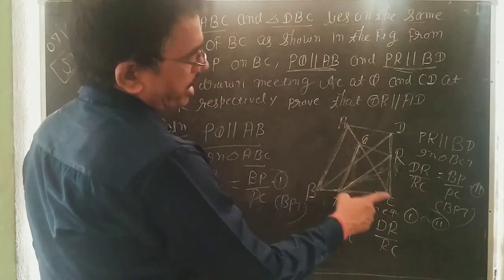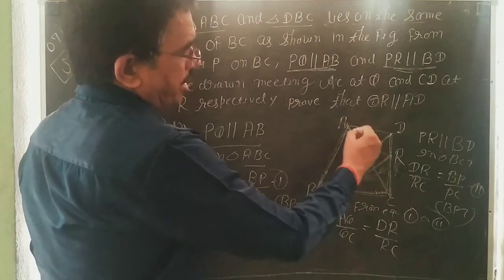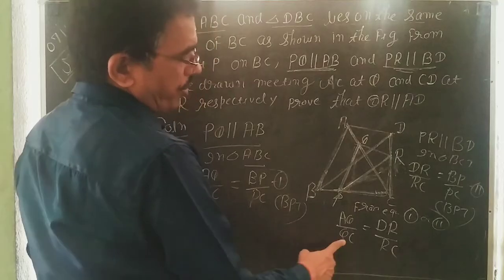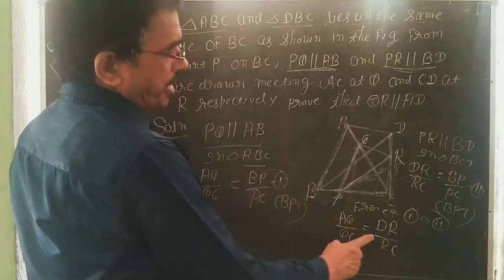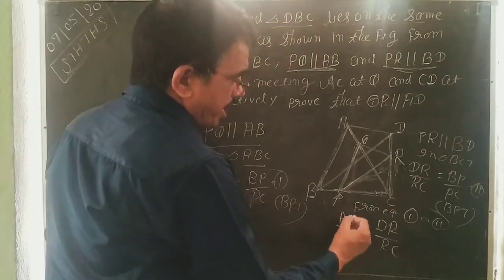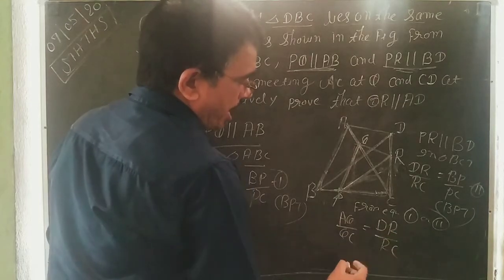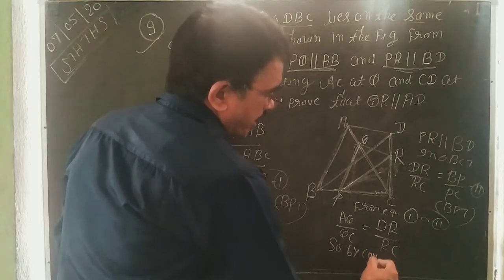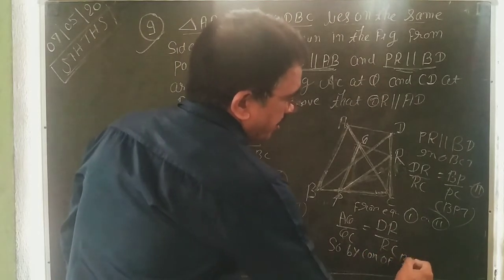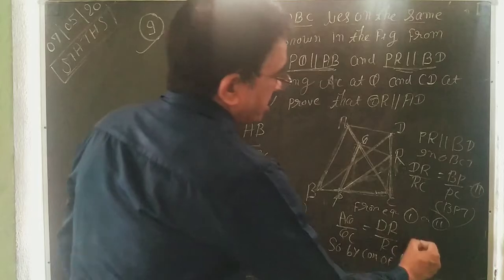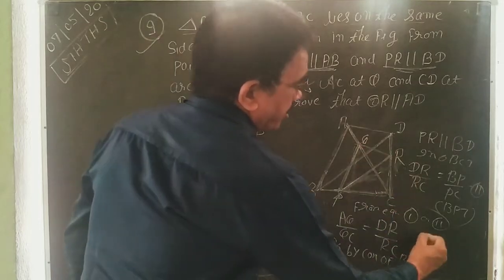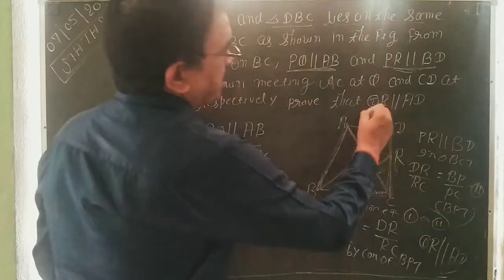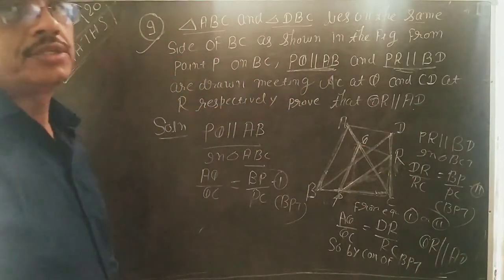So students, you see clearly that in triangle DCA, AQ by QC is equal to DR by RC, from equations first and second. So by the converse of BPT or Thales, QR is parallel to AD. So it is your question.